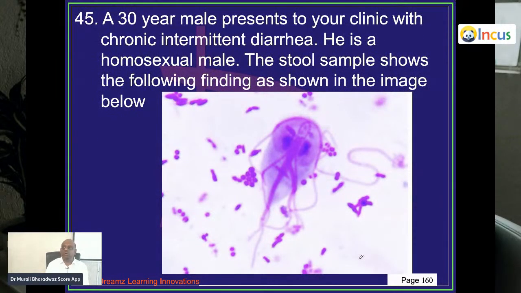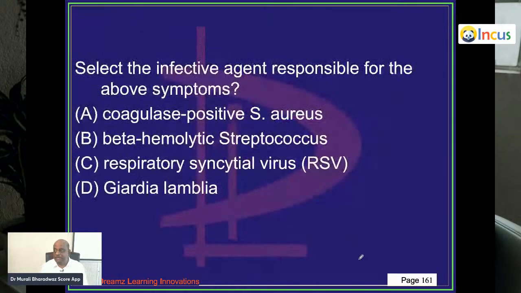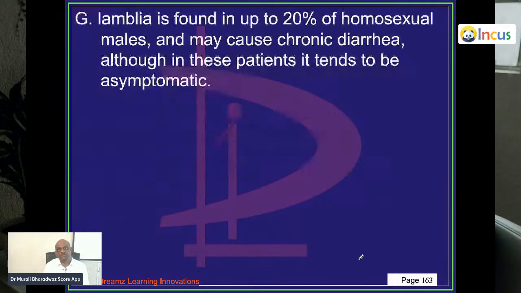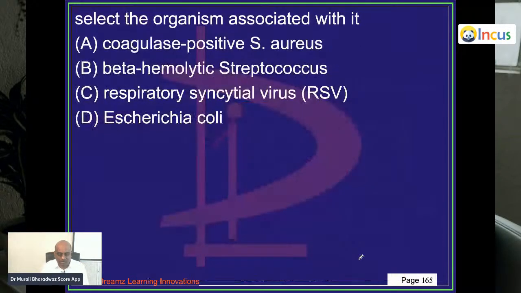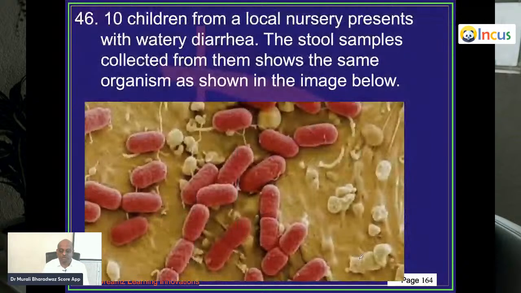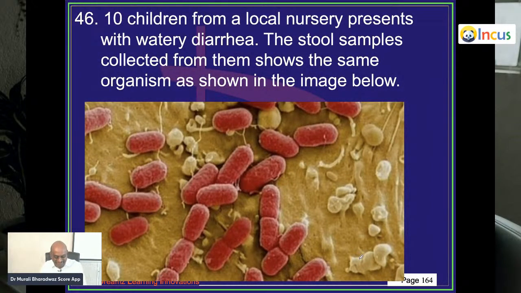A 30-year-old presents and he is a homosexual male. And what is the stool sample typically showing? Once more, Giardia lamblia. So 10 children from the local nursery had watery diarrhea. And what is this organism which is being shown? It is E. coli, right? Is what you need to remember.